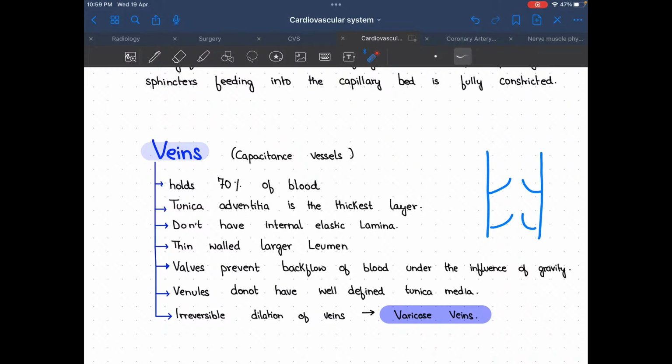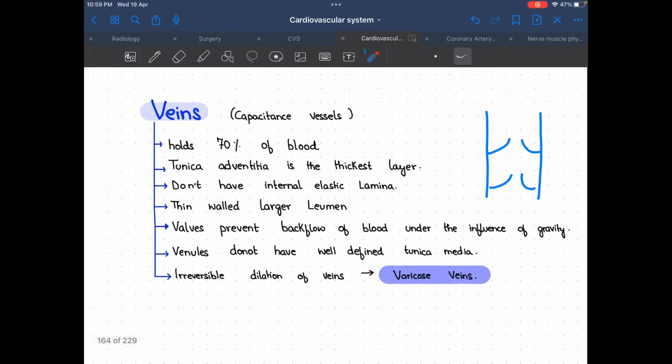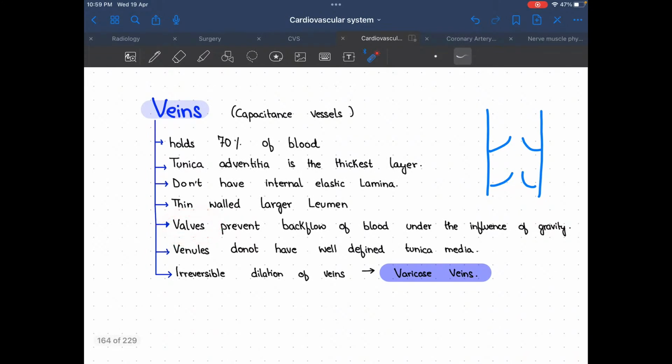If you talk about the layers, the tunica adventitia in this case is the thickest layer. Usually it is the tunica media which is the thickest layer, but in this case, the tunica adventitia is the thickest. They don't have an internal elastic lamina. They have a thin wall but a larger lumen, valves are going to be present, and they don't have a well-defined tunica media.